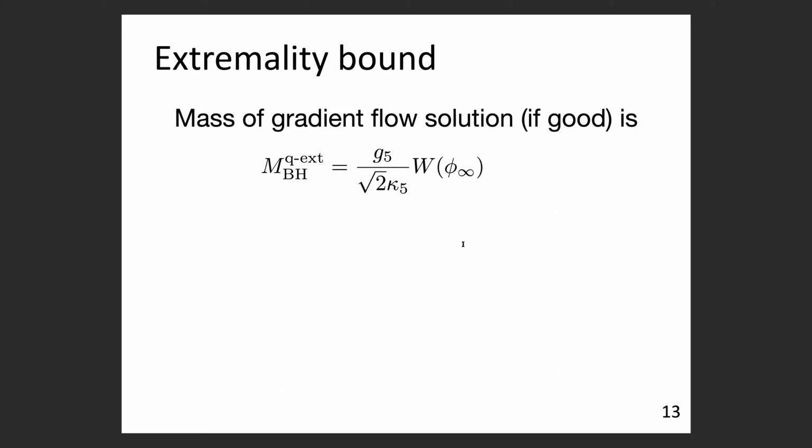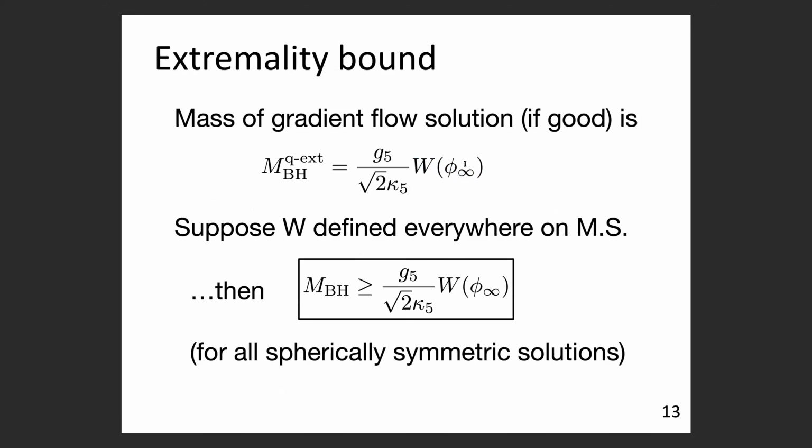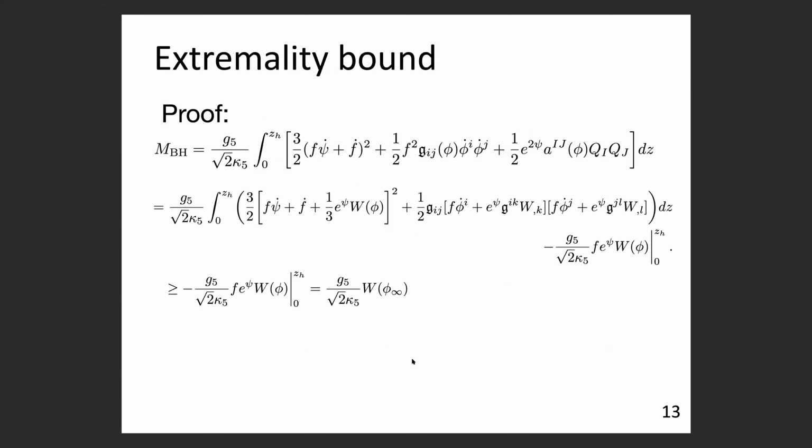Okay, so if we have such a solution, then the mass is just simply related to W at the value of the moduli at infinity. Okay, so let's suppose that W is defined everywhere in the moduli space. Then it's a theorem that I'm about to prove to you that the black hole mass has a lower bound given by W with this normalization for all spherically symmetric solutions. Okay, so how do I prove that? There's kind of a trick to it. Basically, instead of writing the mass, I write it as this funny integral here.